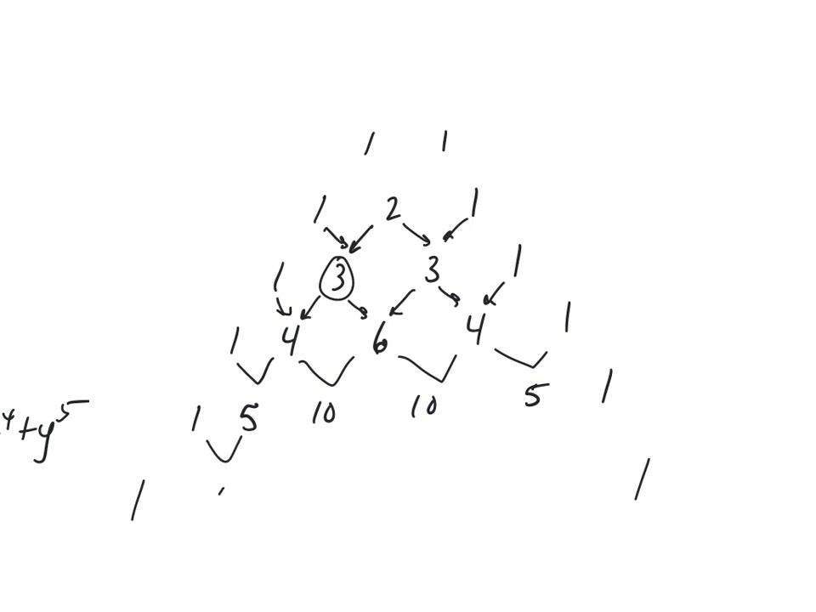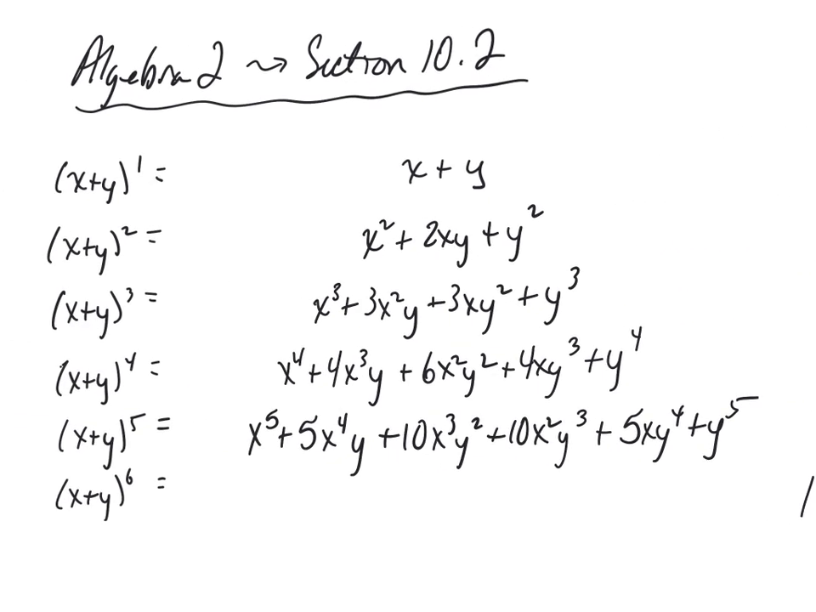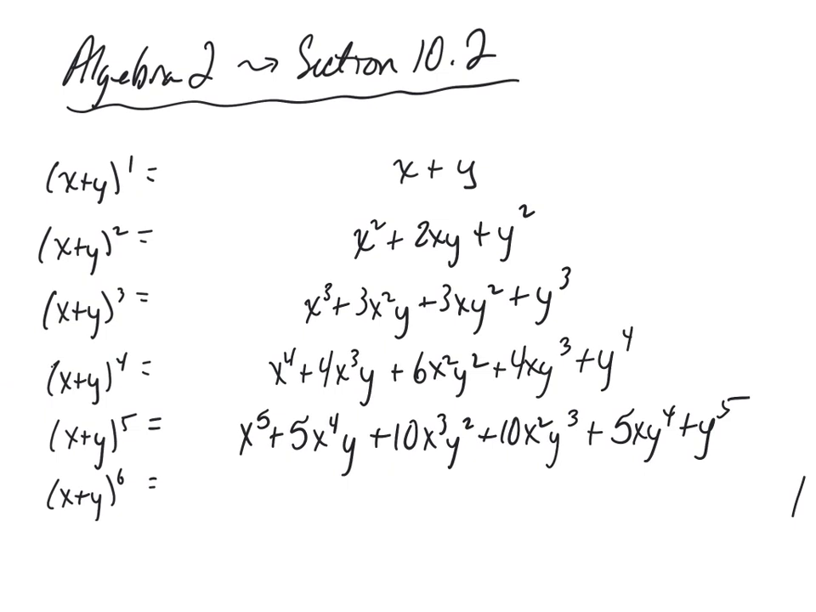Well, 1 plus 5 is 6, 5 plus 10 is 15, 10 plus 10 is 20, 10 plus 5 is 15, 5 plus 1 is 6. And of course, we could keep going to the 7th row and 8th row and 9th row as far as you wanted to. And that allows me, if you noticed a bit of a pattern, to now back up and show you how to raise x plus y to the 6th power without actually writing it out 6 times and doing all the multiplication. The 6th row is going to start with a 1.